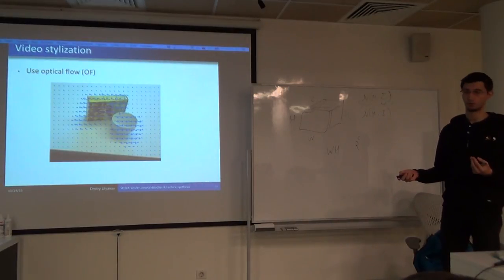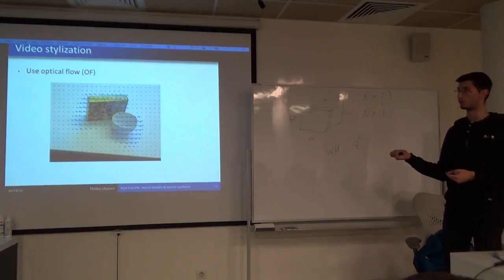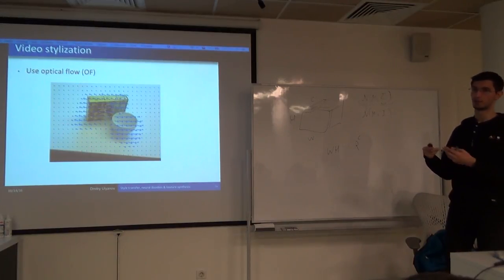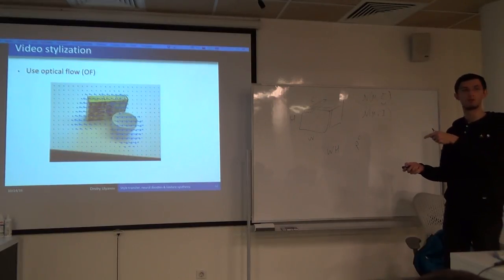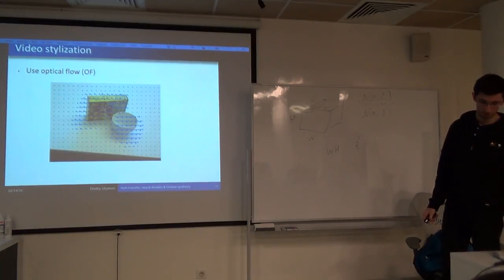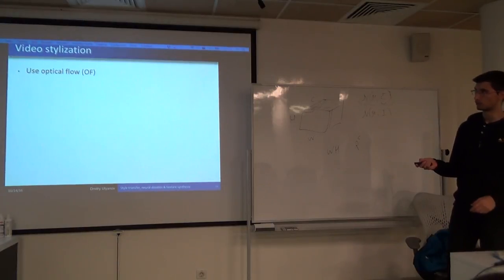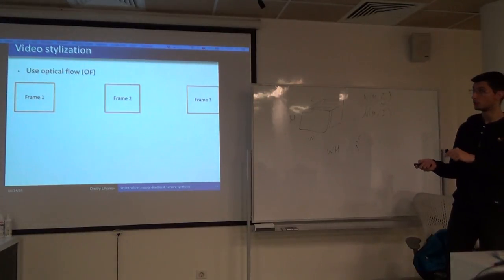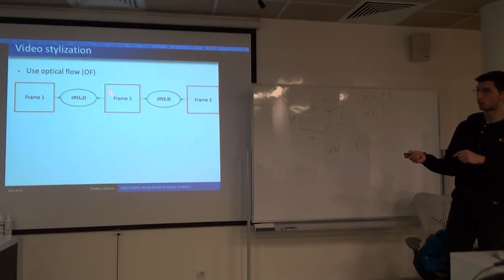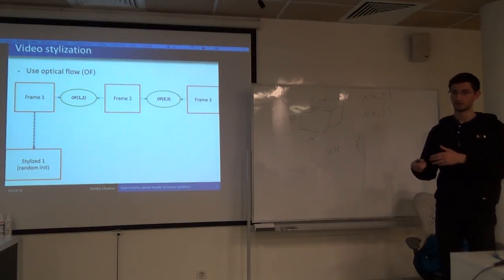Use optical flow. So what is optical flow? Let's say you have two frames and you know that the cup goes to the right and this box goes to the left. Then the optical flow is kind of a vector field that for every pixel establishes the direction of moving, where it moves. So how to use it? You have your frames, and you can calculate the optical flow between each pair of frames. Then you stylize the first frame as you want.